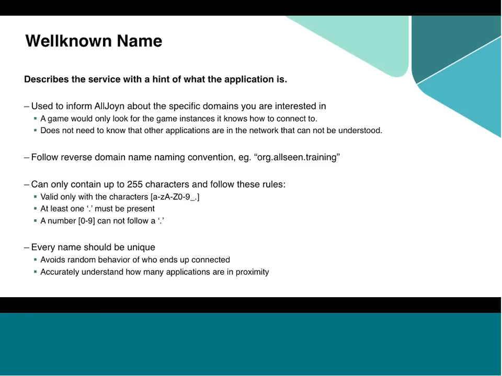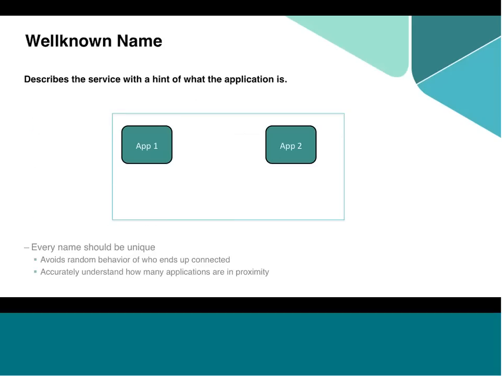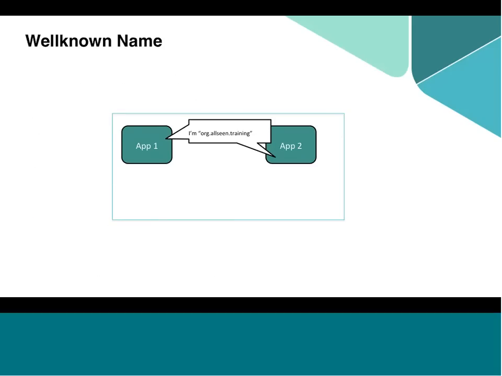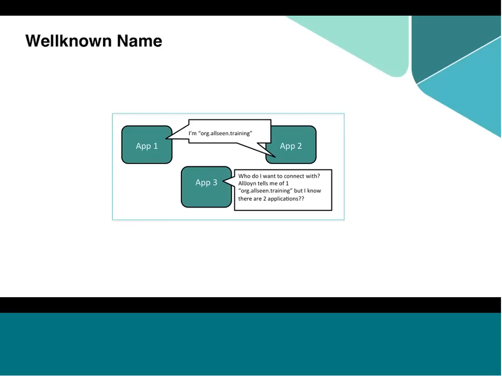If I say I am org Brian, and some other application says it's org Brian, well then it's difficult to figure out what exactly is what, right? I don't understand that because I see two things that look the same. If both of these two applications say I'm org AllSeen Training, they've advertised that well-known name. Application 3 comes along and asks what it can connect with. AllJoyn is going to tell me about both instances, but I can't uniquely address either one of them because I can't figure out how to route that and display it to my end user, right? It just doesn't make sense. I know there are two separate apps, but it looks like it's just one.